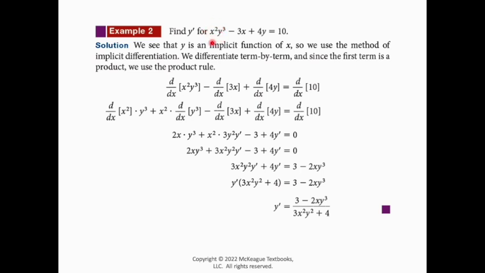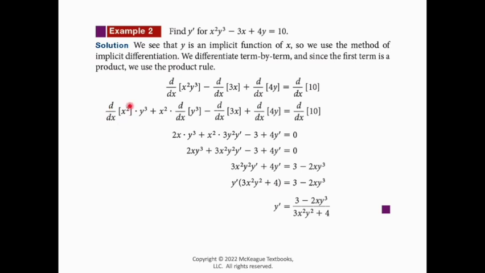So when I take the derivative of this term here, one thing that you need to recognize is for this one, you're going to have to use the product rule because I have x squared times y cubed. So when we take the derivative of this, I'm going to take the derivative of x squared times y cubed plus x squared times the derivative of y to the third. So this is using the product rule. And then, of course, we can carry down all the other notation. So we would take the derivative of 3x, the derivative of 4y, and then equals the derivative of 10. Everything else gets dropped down.